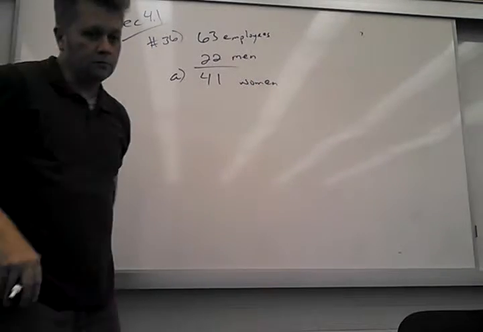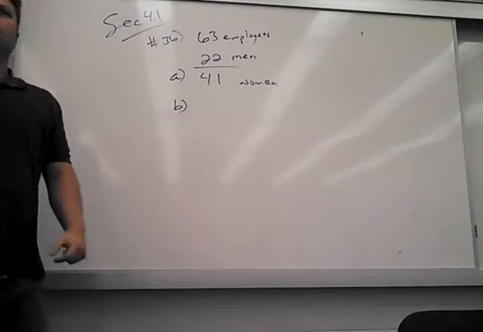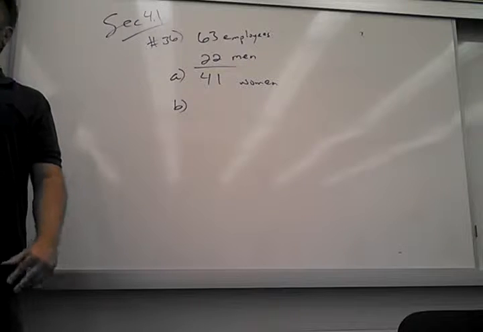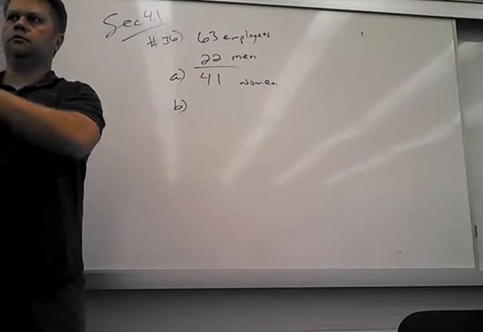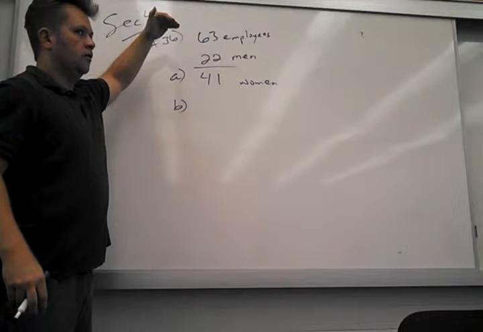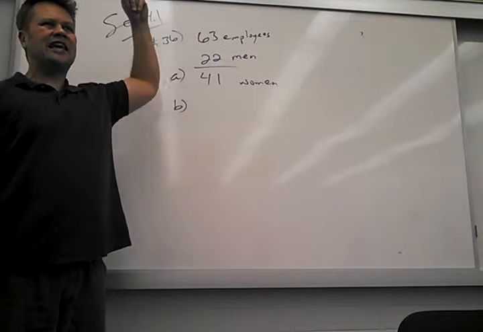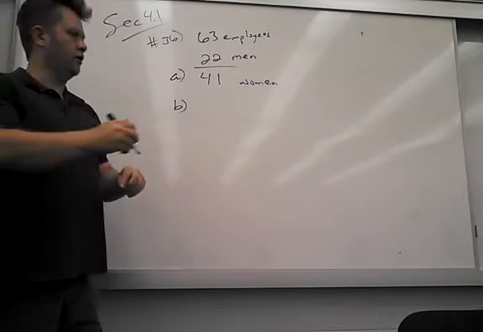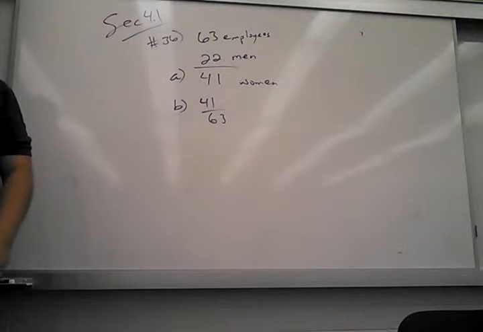Okay, I like it. So then part B says, what fraction of the employees are women? How would you say it in English? There are blah, blah, women out of blah, blah, people. There are 41 women out of 63. That's exactly how you write it in math. There are 41 women out of 63 employees.